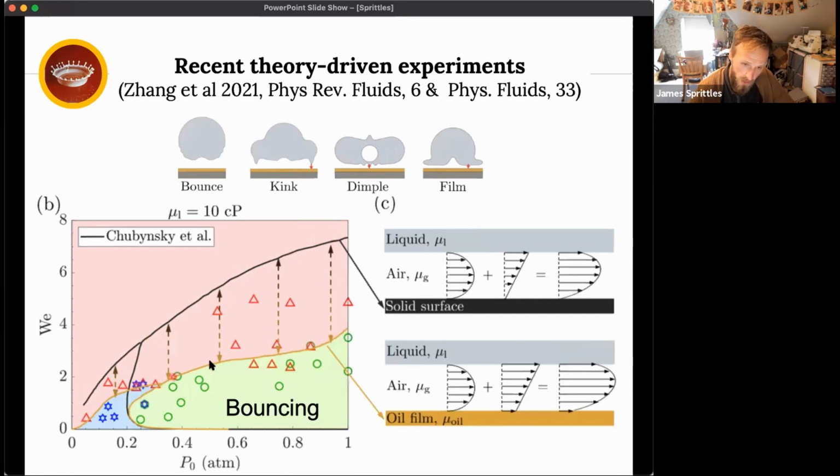So at first glance, that looks like a bit of a disaster, but the difference is that they're not contacting a solid surface, they're contacting an oil film. So clearly there'll be some difference due to the presence of this oil film. And what will be interesting now is to see if we can predict this transition with the same model, or with a kind of generalized model.